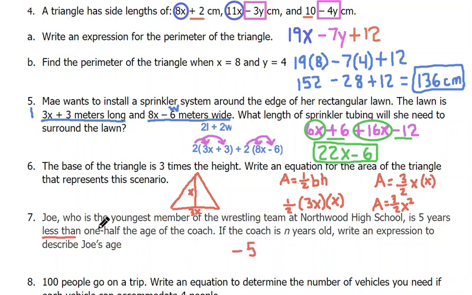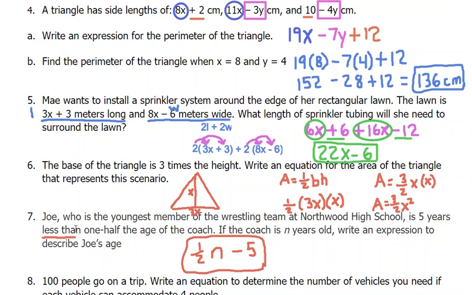And then it says 1/2 the age of the coach. Well, we don't know the age of the coach. It just says the coach's age is n. But we know we can take a half of that, so it would just be 1/2 n. And that is my final answer. That's my expression, 1/2 n minus 5. So remember, from, than, to, switcheroo, so that 5 is going to get moved to the end, and less means subtract. And when you take a half of something, you're multiplying it by 1/2, or you could write dividing by 2. Either way. All right, let's do the very last problem, number 8.